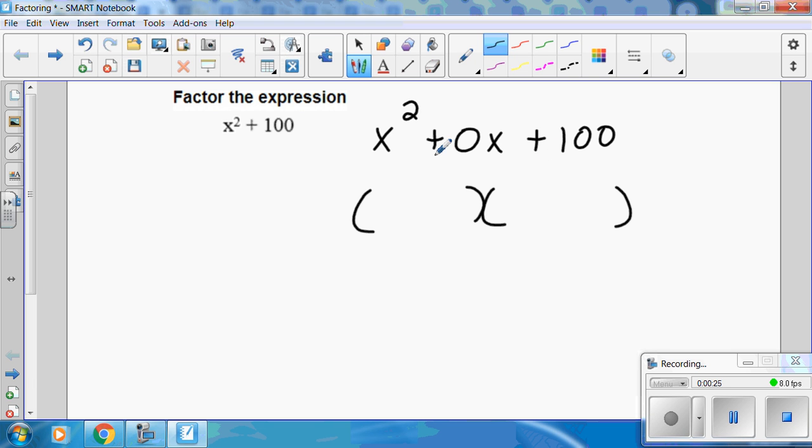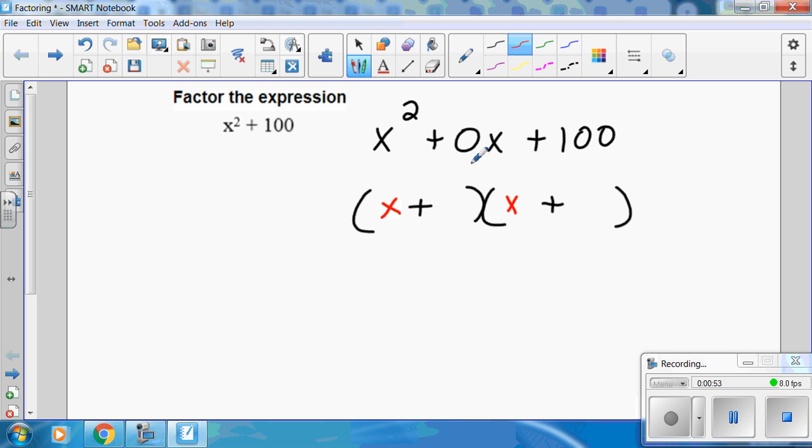Then we look at the first sign to tell what they're both going to be. Well, it looks like they're both going to be positive, so plus plus. And then we need two terms to multiply together to give us x squared, so it would be x and x. And then we need two numbers here that multiply to give us 100. And since the signs are the same, they need to add to give us 0.